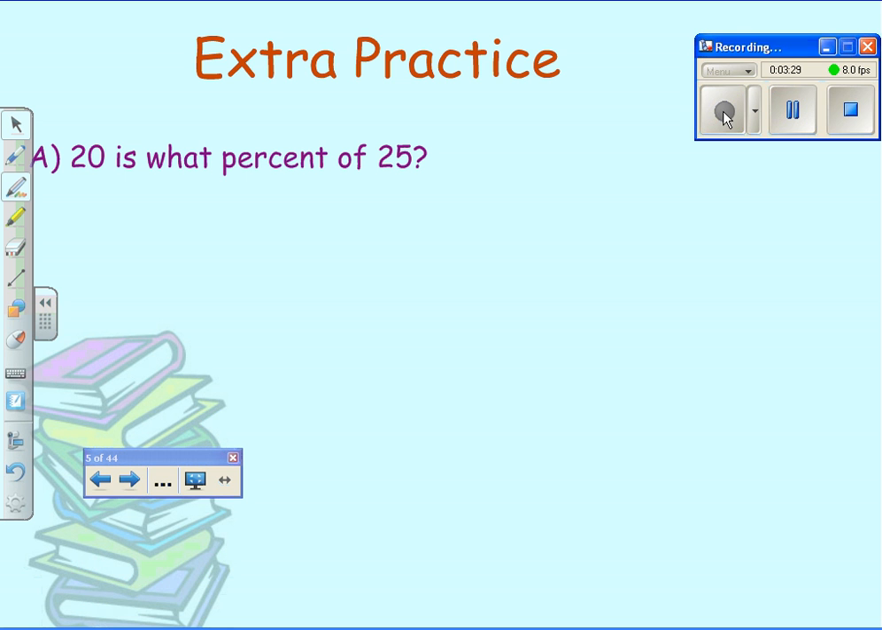Start over. A is what percent of 25? Colin, please solve.